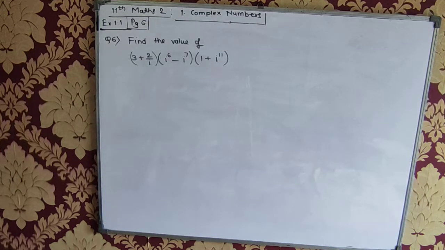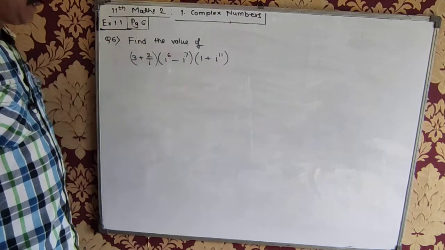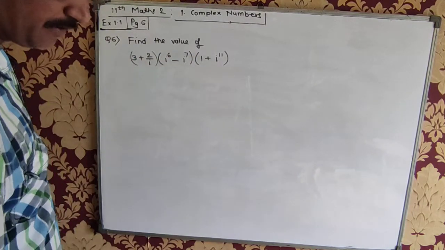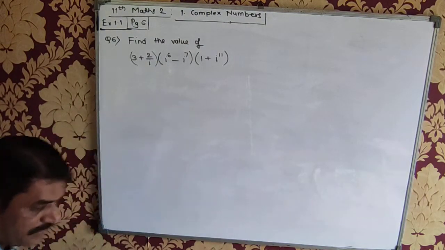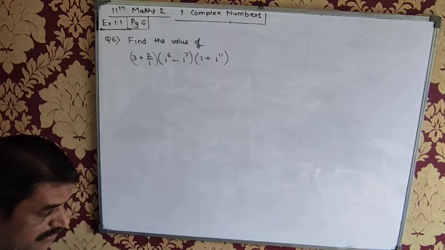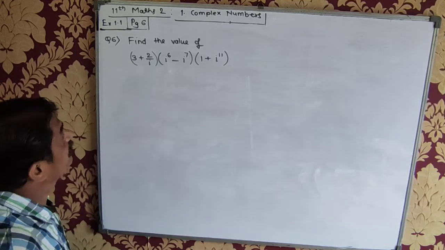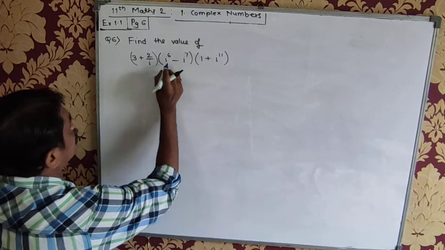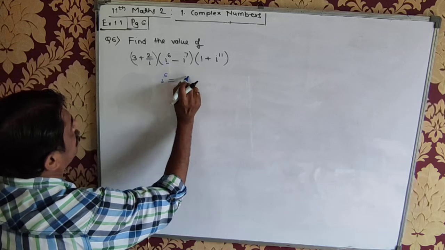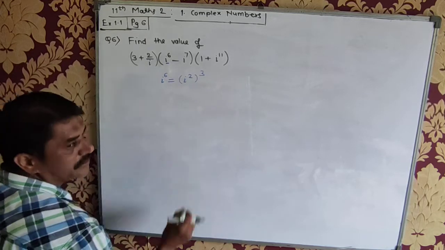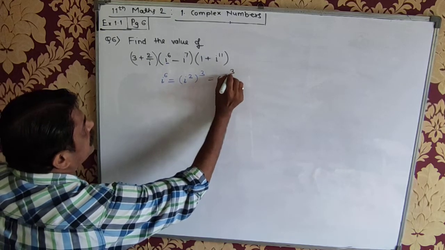Question number 6. Find the value of 3 plus 2 upon i into i raised to 6 minus i raised to 7 into 1 plus i raised to 11. Now let us simplify this one by one. First of all, I'll find out the value of i raised to 6. What is i raised to 6? It is i square cube. What is i square? Minus 1. Minus 1 cube is minus 1.